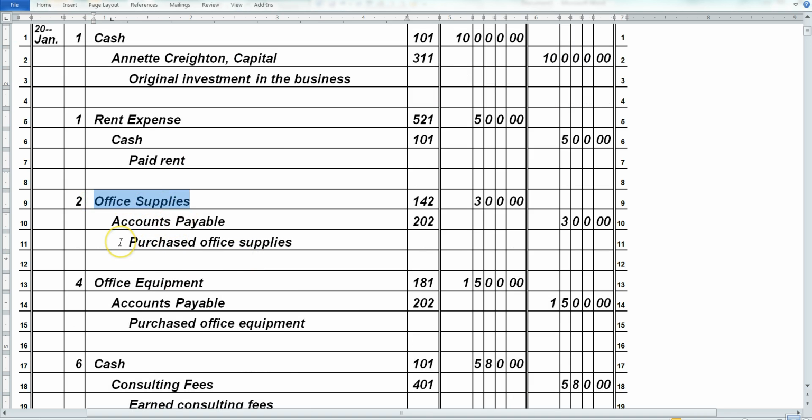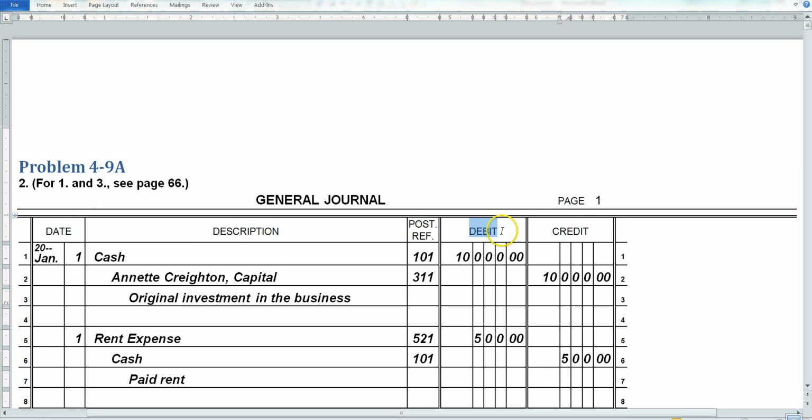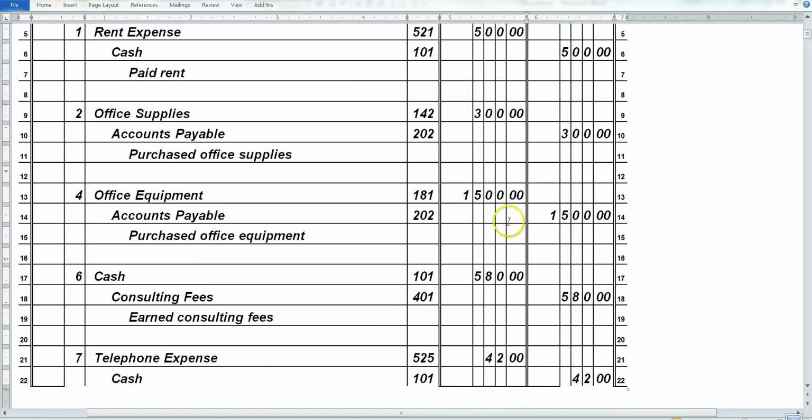On January 2nd, we purchased office supplies on account. When we see that word on account, we know that it's an accounts payable. So we increased our asset by $300. We also increased our accounts payable by $300. Remember that we have debits and credits. Debits are always listed first.